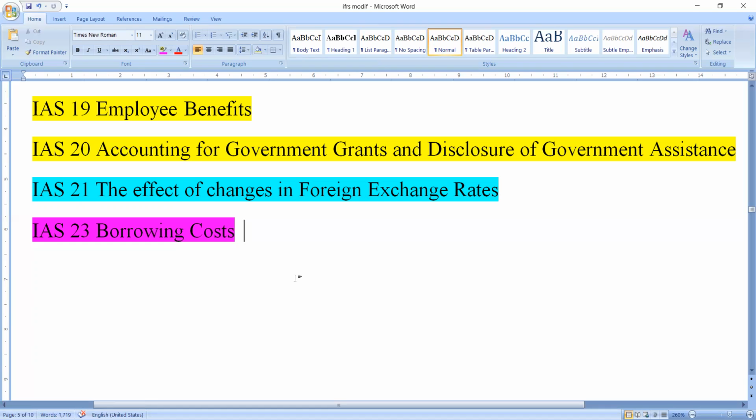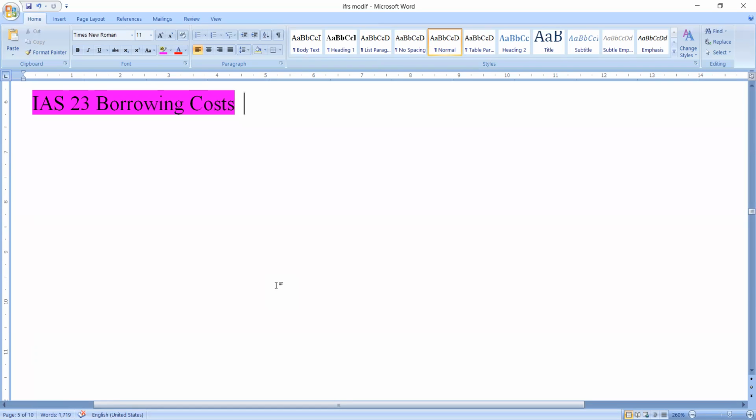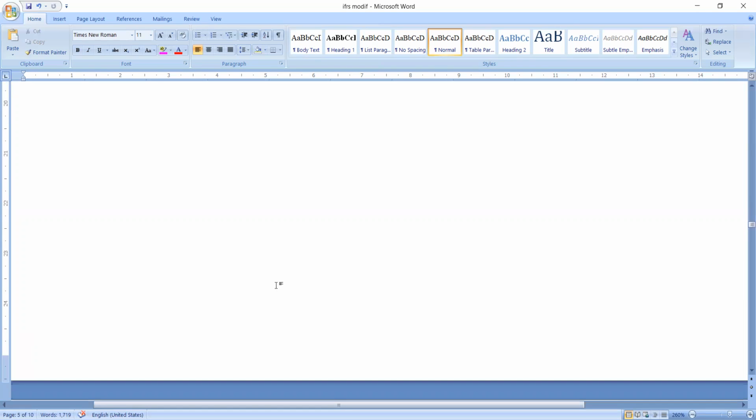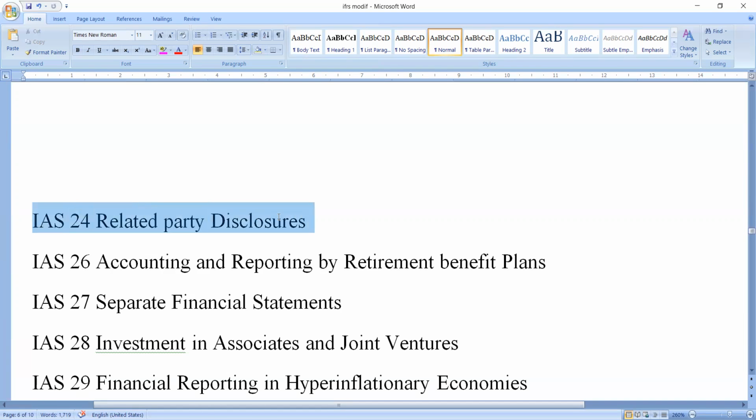When we are receiving the borrowings from the different countries or the different financial institutions, it incurs a certain sum of interest money. That interest money is what we call borrowing expenditure. This borrowing expenditure is called the borrowing cost. Each and every piece of information related to the borrowing cost is given in International Accounting Standard 23. After that, we are moving on to the next accounting standard, International Accounting Standard 24.